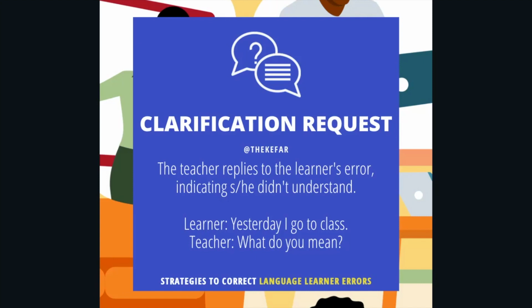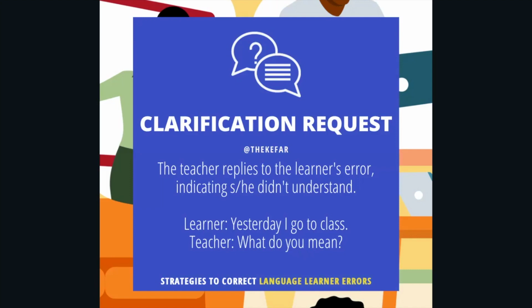And the last strategy is a clarification request. And with a clarification request, you are essentially asking the student to clarify by indicating somehow that you didn't understand. What do you mean? Or I don't understand. And the idea is that based on your response, the student will realize that they made a mistake, realize what the mistake is, and be able to fix it. Okay, so similar to elicitation in that way, where before you provide correction or even an additional hint on how to correct it, like with metalinguistic feedback, you're giving them an opportunity to recognize they made a mistake, identify the mistake, and fix it.